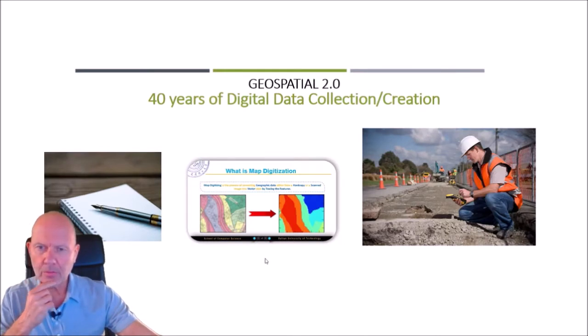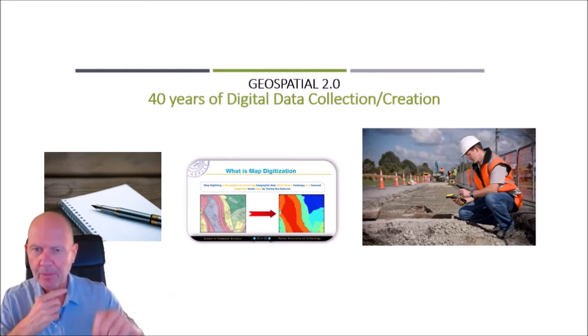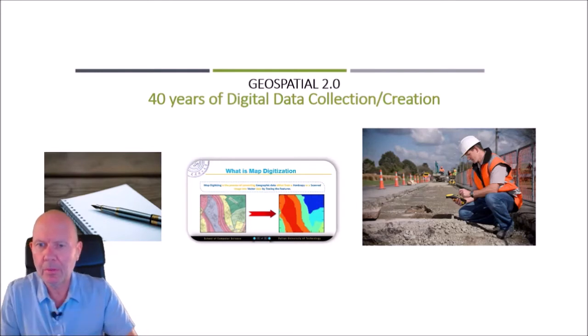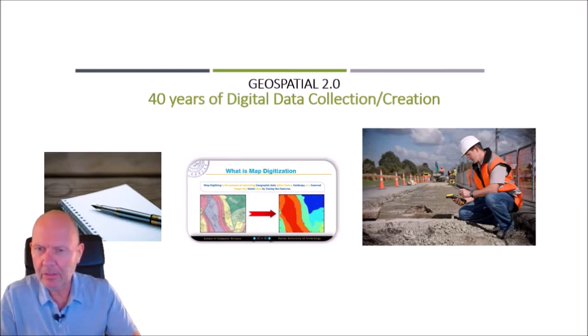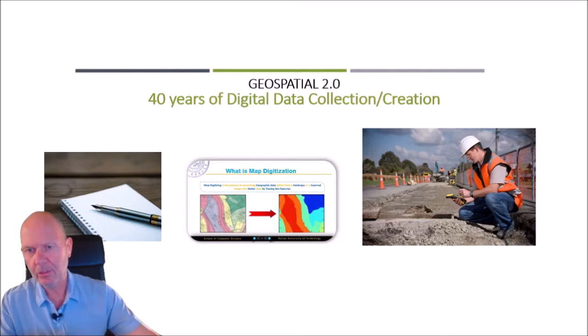So let's move ahead. 40 plus years actually of digital data collection and creation is what we've experienced within the GIS industry. Examples of how we've collected data: pen and paper, digitizing. I remember digitizing when I was at college, and as a job for a little while. And then more latterly, we've had the ability to collect data via handheld devices. That started many years ago and continues. So there's lots of ways that we've created and collected the geospatial data and GIS data we've now got.